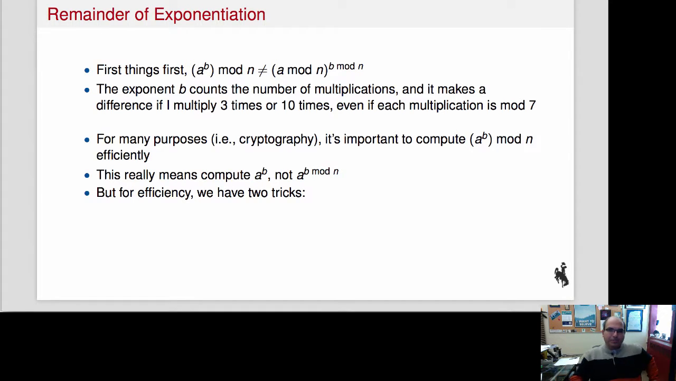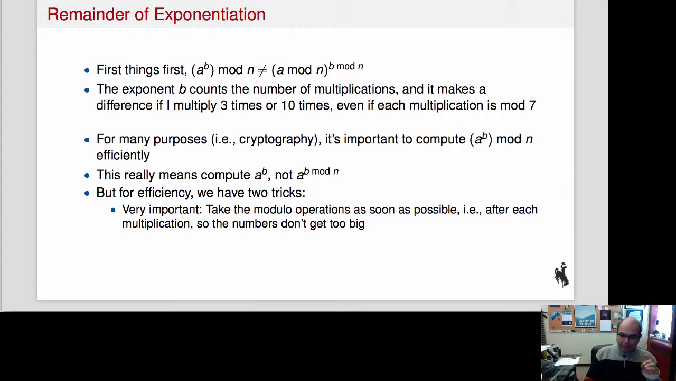Then what it comes down to is I'm going to have to do the multiplications mod n. There's just no other choice. But it's an important operation, so I want that to be fast. And we have a couple of tricks. So here's the first one. I could figure out what a to the b is, and then take the modulo, then actually divide by n and then do the thing.